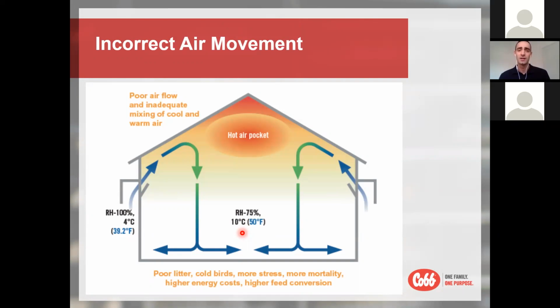If you've got incorrect air movement, if you're not conditioning your air properly, if you're not running the right pressures, or having the low capacities, etc., then potentially that air is not going to reach that hot pocket. It's going to fall short. It's going to have lower temperatures. It's going to have higher relative humidity, and it's not going to be able to pick up moisture from your litter. And you're potentially going to get poor litter, cold birds because you're dumping cold air on them. It's going to lead to more stress, more mortality, higher energy costs in your houses, and that's going to eventually be higher feed conversions as well for those chicks.